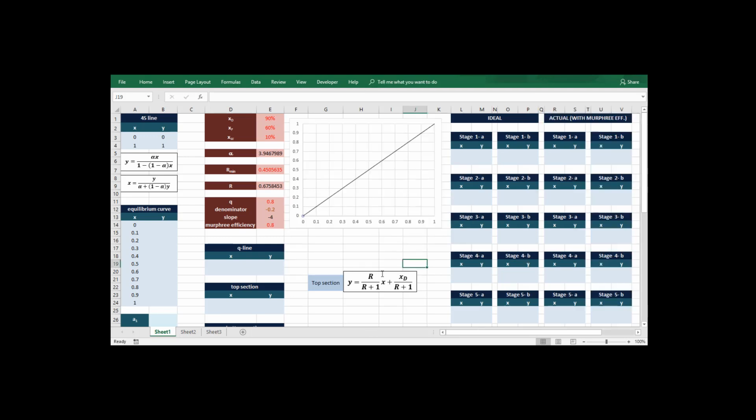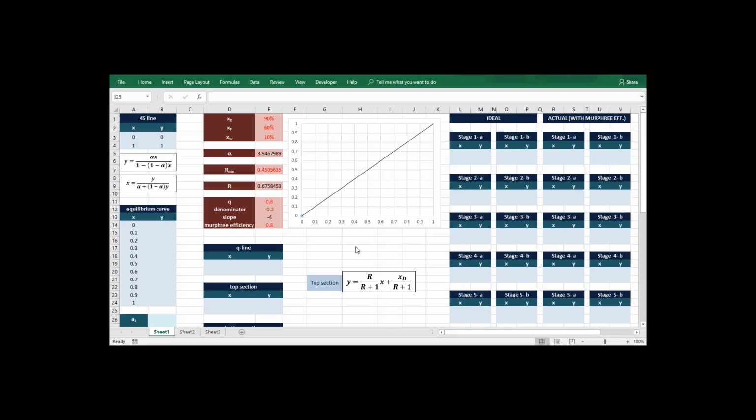So this is what the graph will look like. Then, I will continue to do the Q line or the feed line. The initial X and Y will be equal to the composition in the XF line.